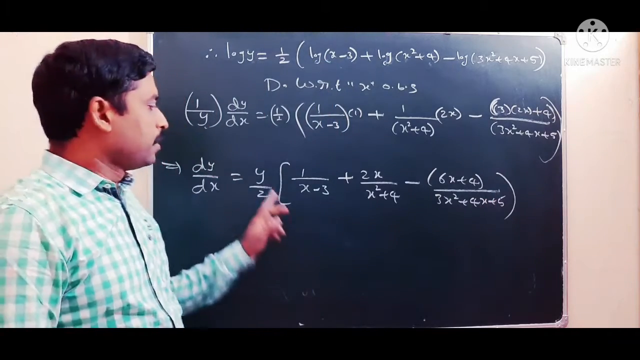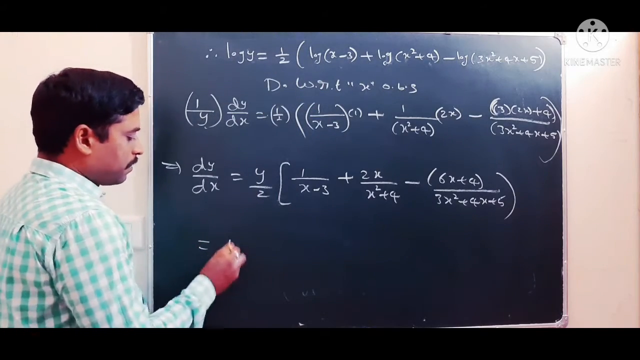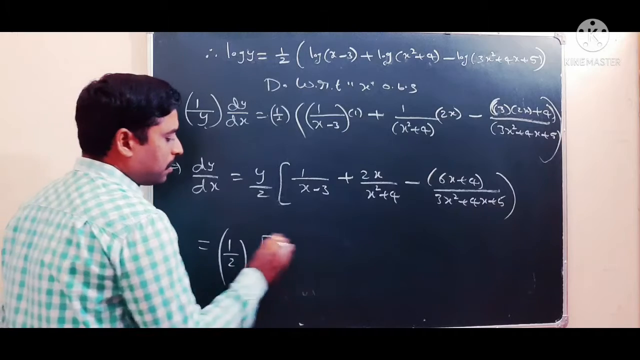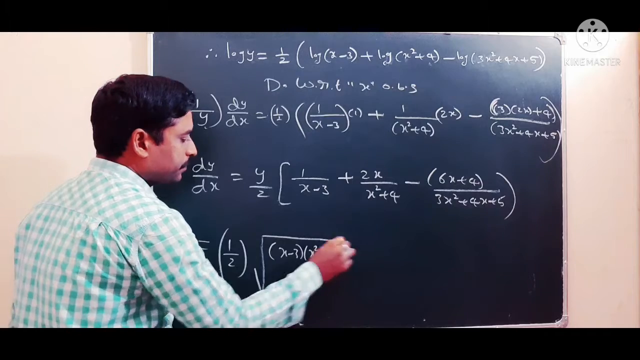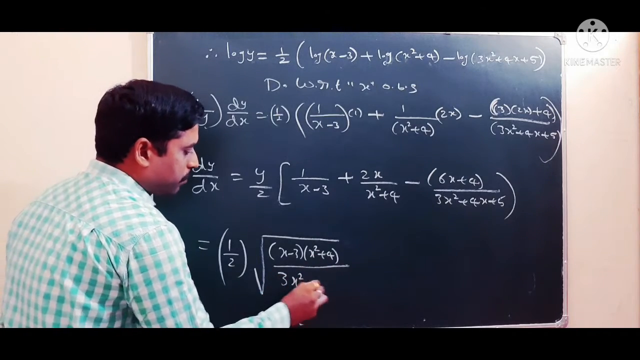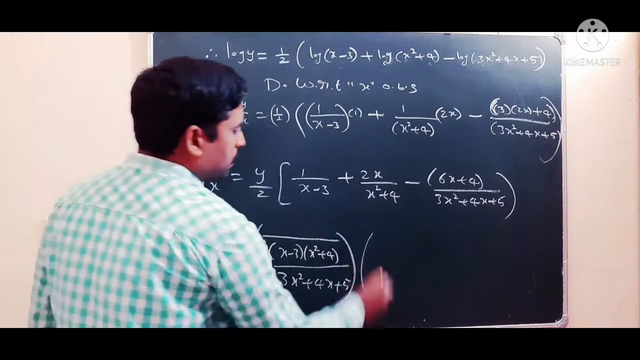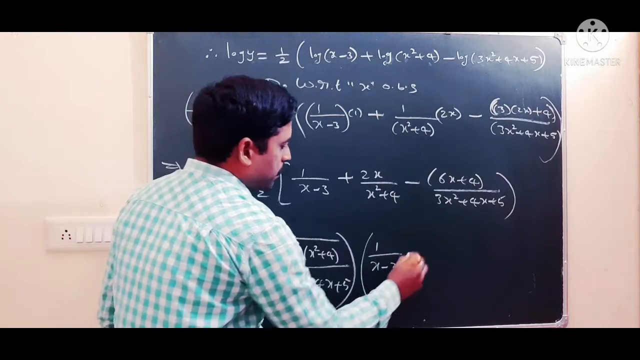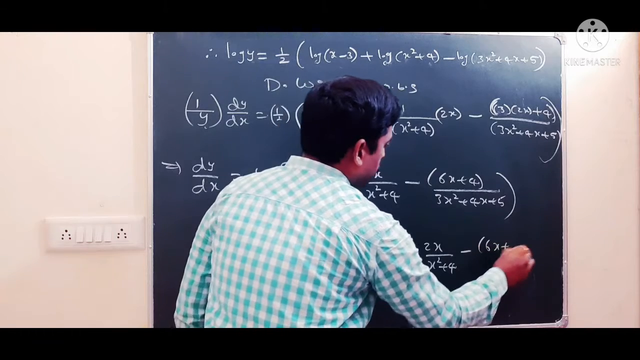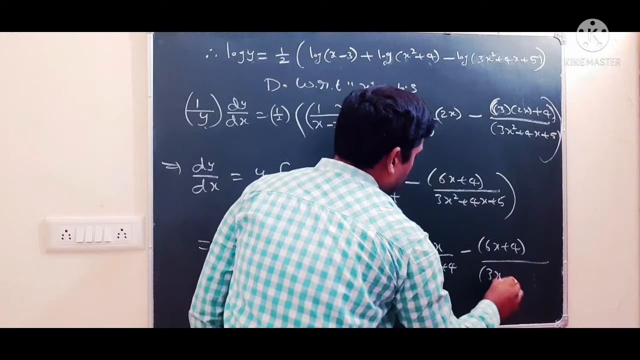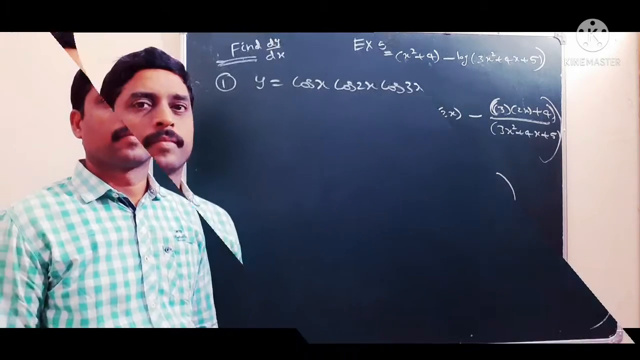Okay. In the place of y, we substitute the value from the statement. What is the statement value? 1 by 2 times of under root x minus 3 into x square plus 4 by 3x square plus 4x plus 5. Okay. This is the y value, into write as it is, 1 by x minus 3 plus 2x by x square plus 4 minus of 6x plus 4 by 3x square plus 4x plus 5. This is the final answer.